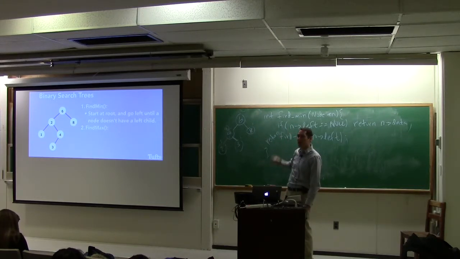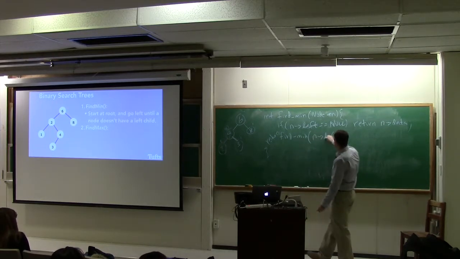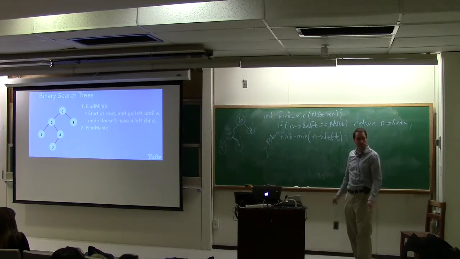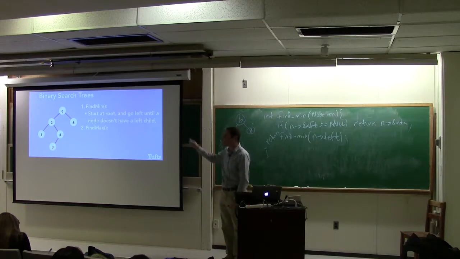Same exact thing, except you go right. If node right is equal to null, return the data. Otherwise, return find min node right. Done. OK? Keep these in mind, because we will use this extensively in a few minutes.